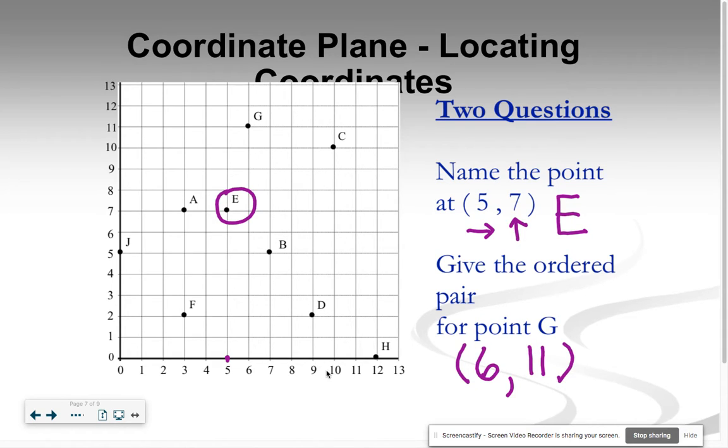The biggest key of doing coordinate planes and graphing them correctly of your ordered pair is to always know you go over, then up, over, then up. Eventually, you're going to get into quadrant 2, 3, 4. So it's still always over, but then it could be up or down.